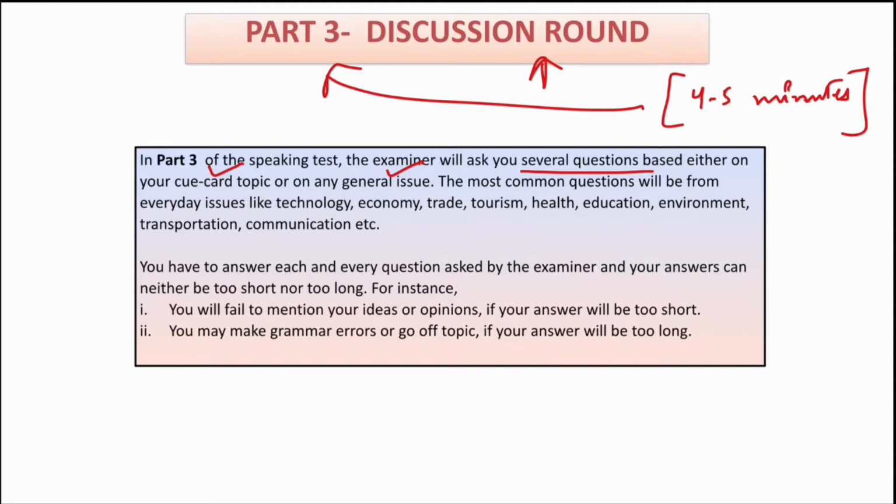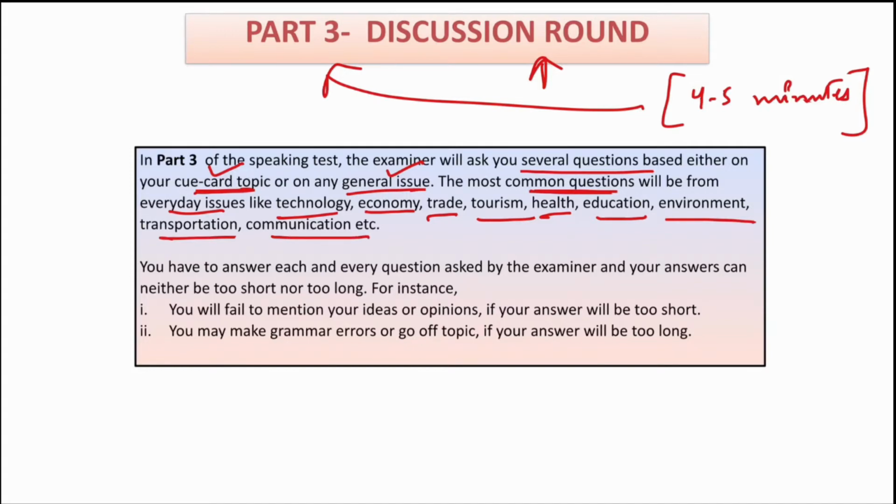And if I take the example of a question like talk about a successful person, or a person whom you love, admire, or something like that, maybe the question asked is: what are the things which make people successful? These kinds of questions will be asked in this round. Or it can be related to any general issue. The common questions are related to everyday issues like technology, economy, trade, tourism, health, education, environment, transportation, communication, and so on. There are so many topics.